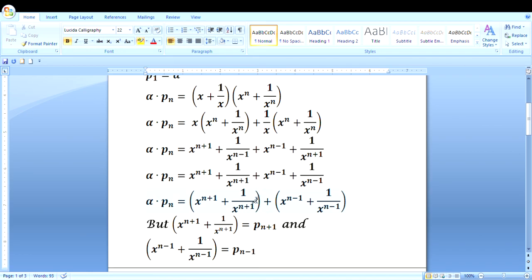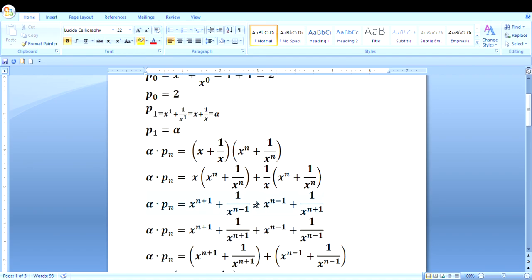Now, if we group them, you will see that this becomes x raised to power n plus 1 plus 1 divided by x raised to power n plus 1. On this side we have x raised to power n minus 1 plus 1 divided by x raised to power n minus 1. Okay, and if you look at this here, we are just having x raised to power n plus 1, plus 1 over x raised to power n plus 1, which is Pn plus 1.